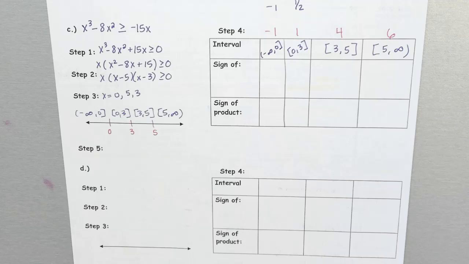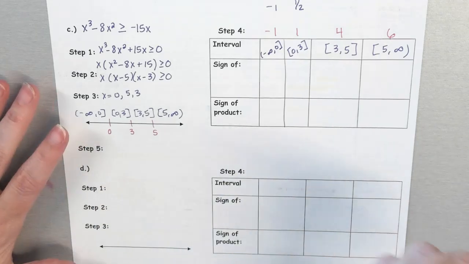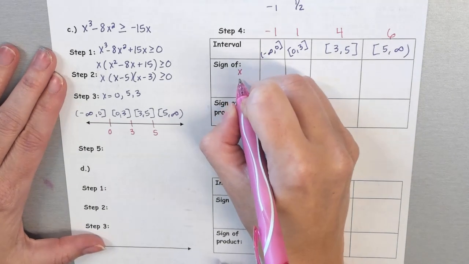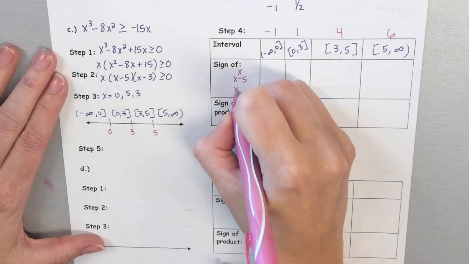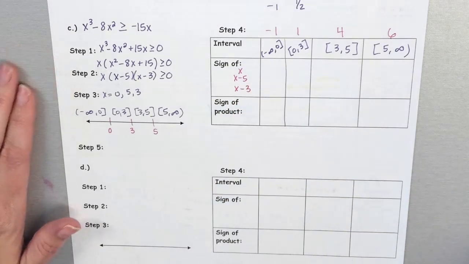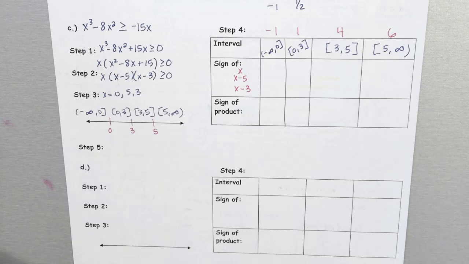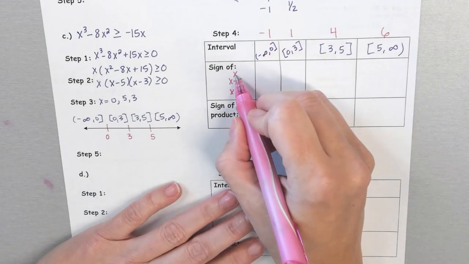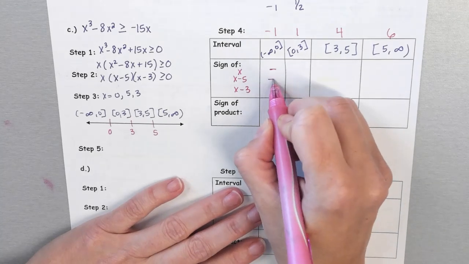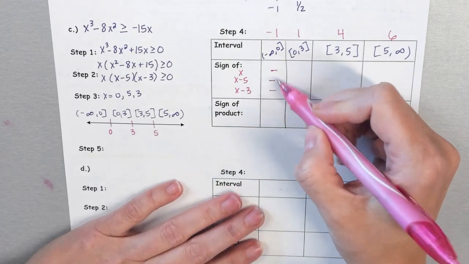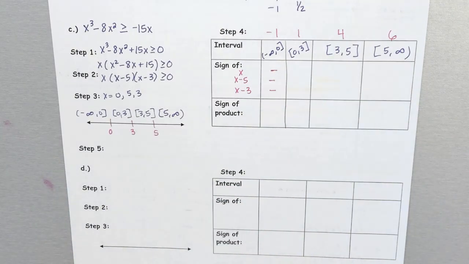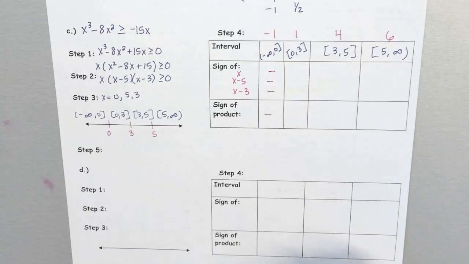Okay, and then your signs, this time you have three factors. So it's x minus 5, and x minus 3. So you're going to have three signs. Nope, doesn't matter what order. Okay, so then if you plug in -1, it's a negative, and a negative. So remember what we talked about? If there's an odd number of negatives, the result is negative.